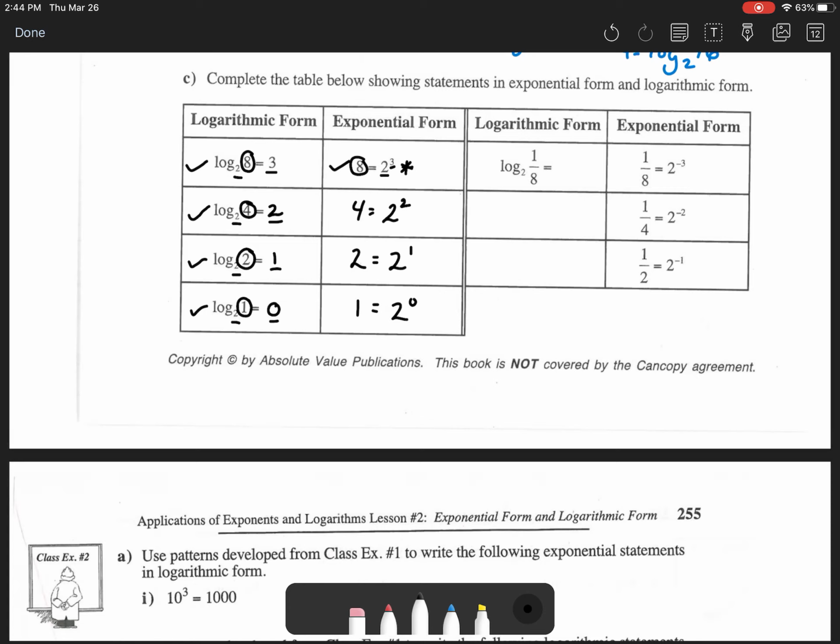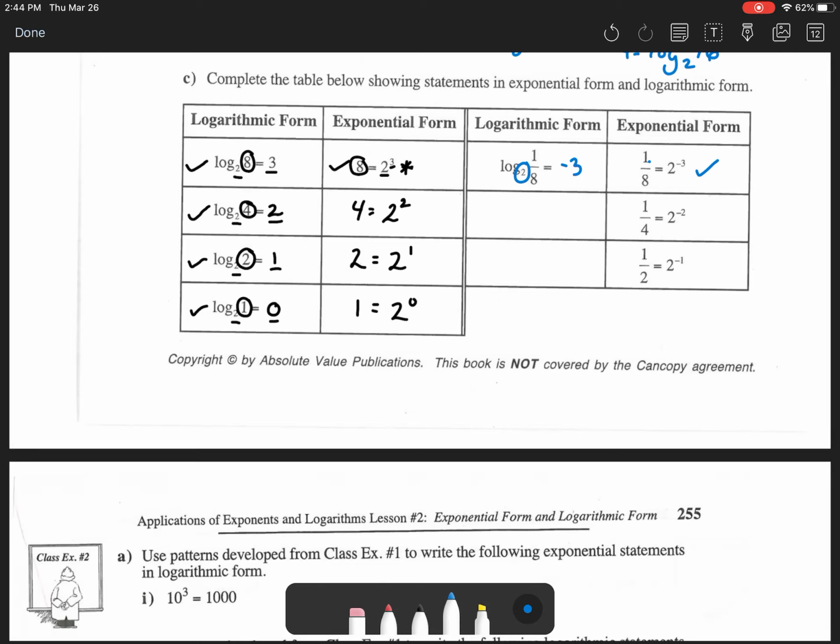Now in the second part of the table, they're going to have us go the other way. They give me the exponential form. 2 to the exponent of 3 is 8, so that means 2 to the exponent of -3 will equal 1/8.